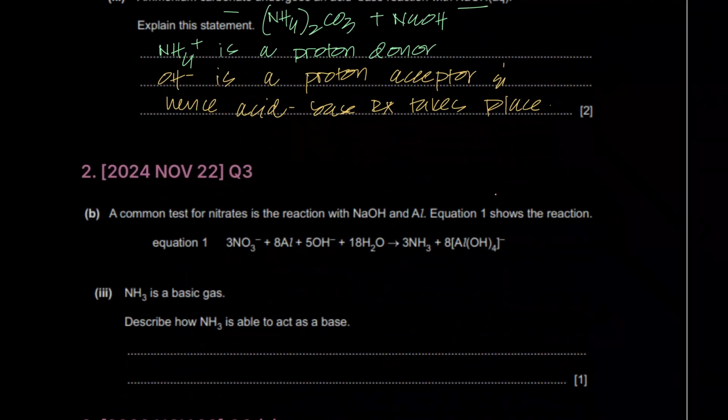A common test for nitrates is the reaction with NaOH and aluminum, and we also warm it. Remember in O levels and IGCSE you learned this, that it's NaOH plus aluminum foil. You wrap it in aluminum foil and you warm it, and this is actually the reaction that you were never taught in O levels and IGCSE. And it says NH3 is a basic gas. Describe how it's able to act as a base.